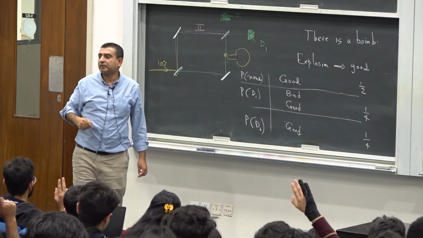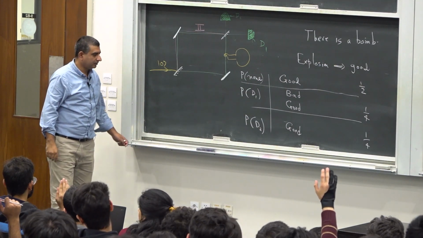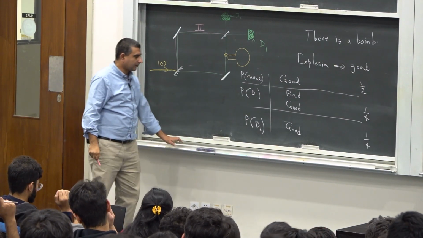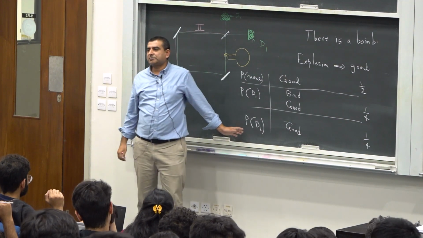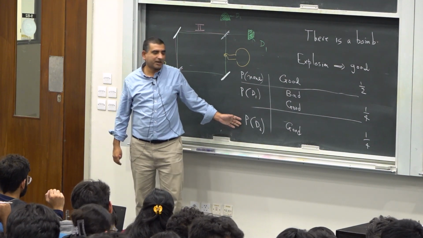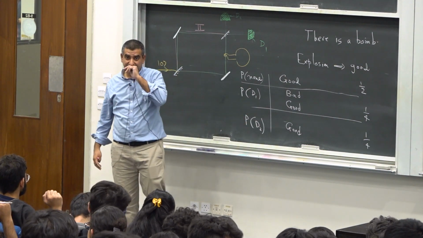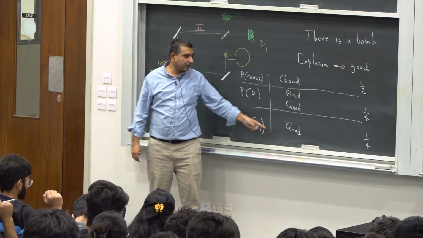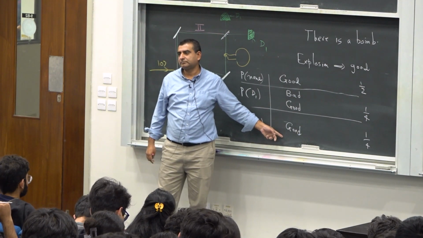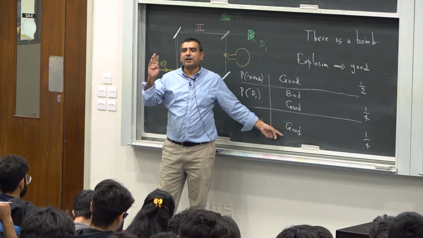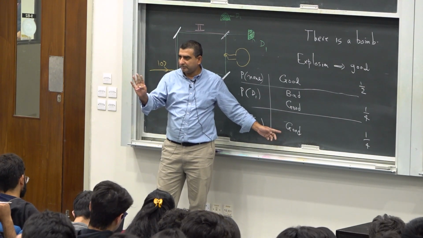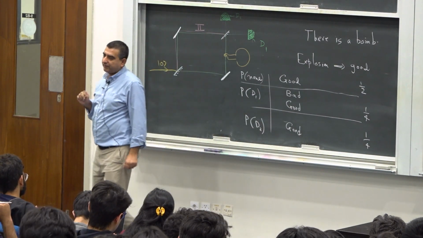Yes, please. Sir, I don't get the last part. How do we conclude it's a good bomb if D2 clicks? All right. So that's the drama of this. That's actually the interaction-free part. So suppose this were a bad bomb. There are two possibilities. A bomb exists. Agreed. What kind of bombs do we have?